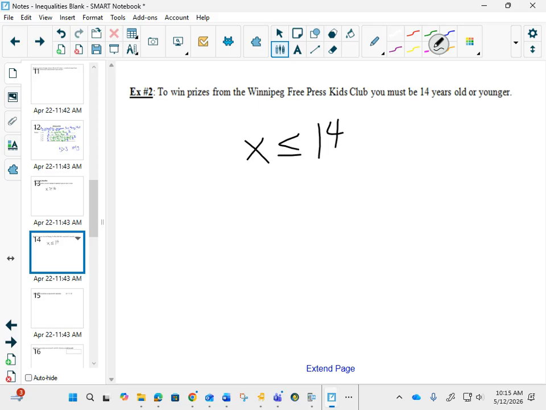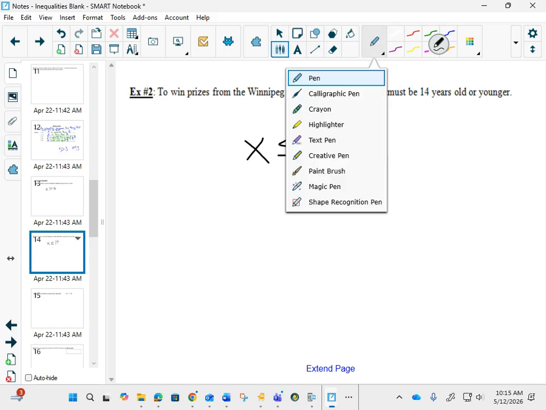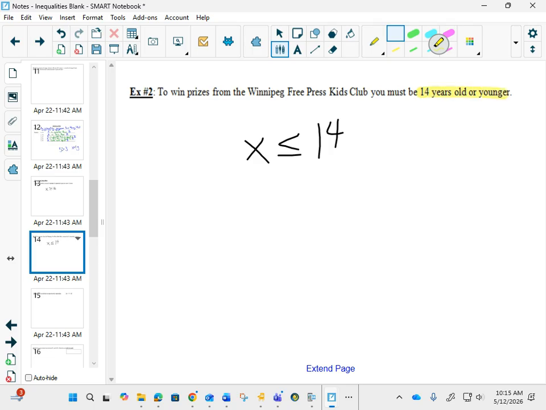This part right here, 14 years old or younger. The 14 years old is the equal sign, and the younger is the less than.